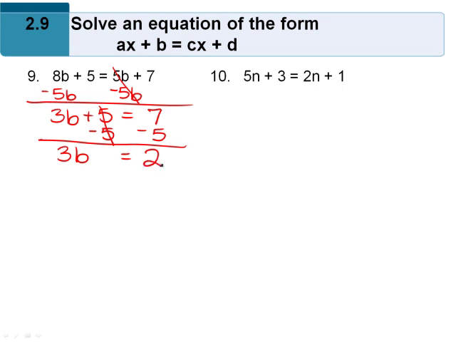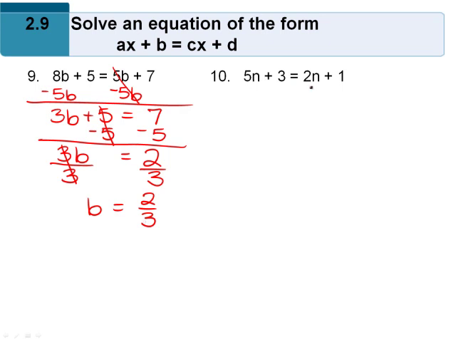Okay, now you need to get the b by itself, so we just have multiplication there. Divide by 3 on both sides, so we get b equals a fraction, 2/3. Okay? Let's look at number 10.